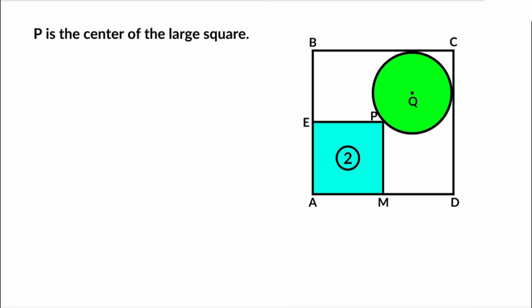First, we need to figure out the dimensions of the squares. The area of the small square is 2. Since the area of a square is side squared, its side squared equals 2. Taking the square root, every side of the small square has length the square root of 2. So, AM is square root of 2, and PM is also square root of 2.